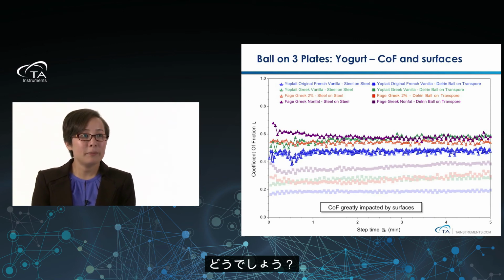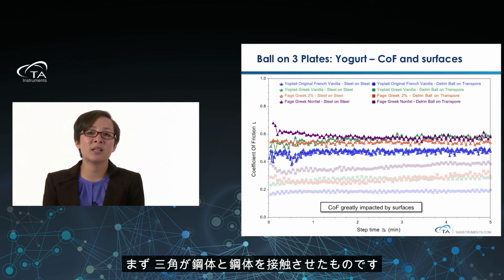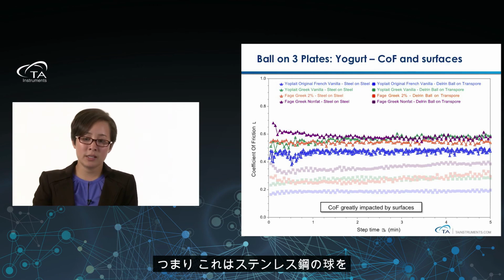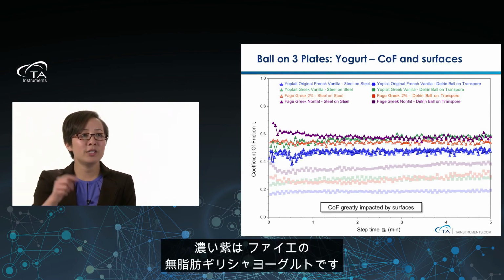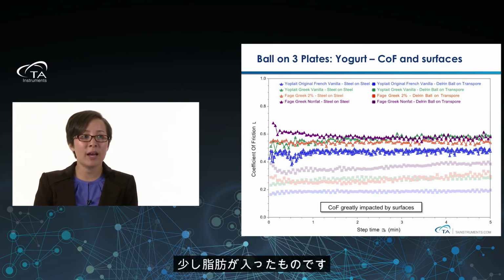So what happened? Well, we have the coefficient of friction on the left-hand side, and then we have time on the x-axis. And first, what we have in triangles is the steel on steel. So this was a stainless steel sphere on a skin substitute stainless steel plates. And you could see here, in dark purple, we have the Fage Greek non-fat versus the orange, which is the Fage Greek 2%. And so that had a little bit more fat added into it.